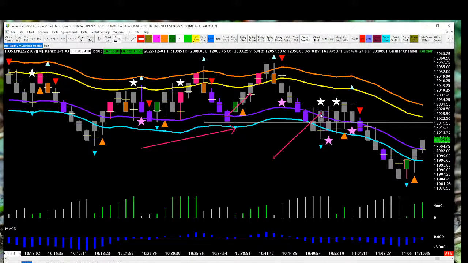So if we enter anywhere in here and we put a stop a point below the low, there's a 70% chance that from our entry, we're going to get at least 10 points of MFE.